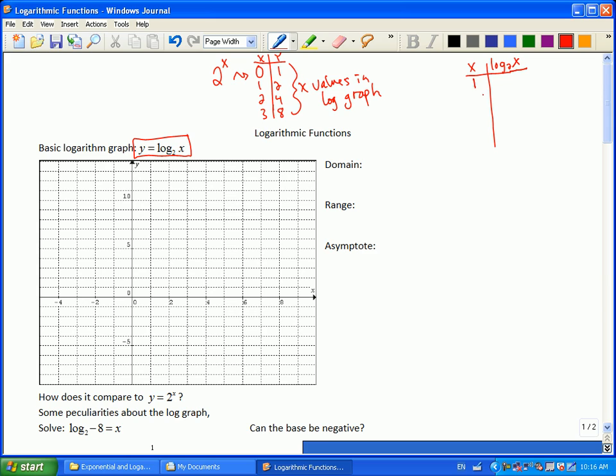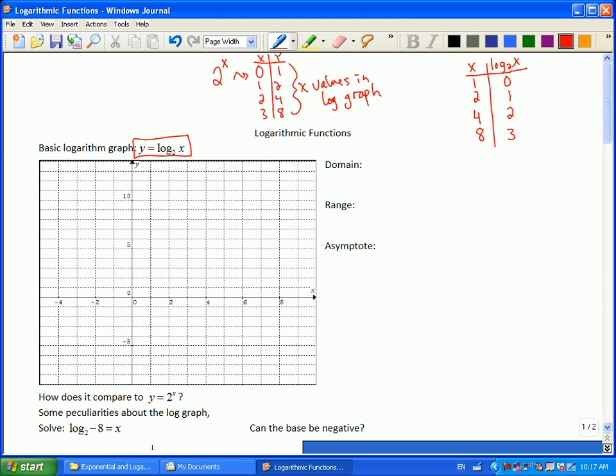If 1 is the value, the exponent must have been 0. It's going to go backwards in that table there. If 2 was the value, then 1 must have been the exponent. If 4 was the value, 2 must have been the exponent. If 8 was the value, 3 must have been the exponent. So that gives you somewhat of an idea of how to strategically pick points on the log graph: think about it backwards, pick good points from the exponential graph.